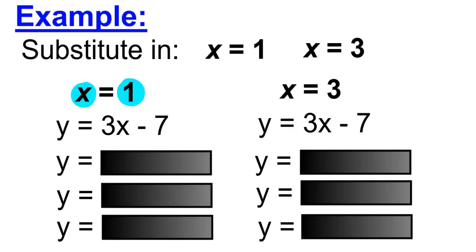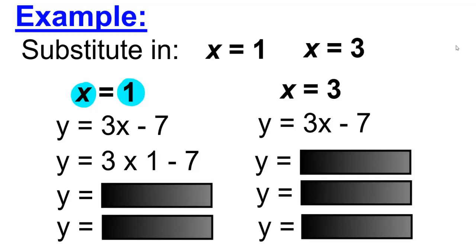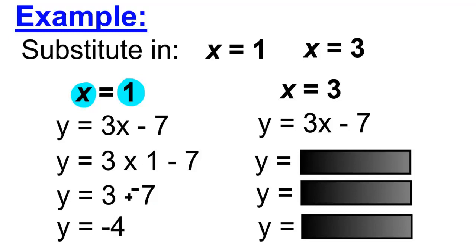So when x is equal to 1, we'll use the equation y equals 3x minus 7. y is equal to 3 times 1 minus 7. 3 times 1 is 3. So y equals 3 minus 7. We'll add the opposite. The opposite of 7 is negative 7, so it's going to be 3 plus negative 7. And that's going to equal negative 4. So when x is equal to 1, y is equal to negative 4.